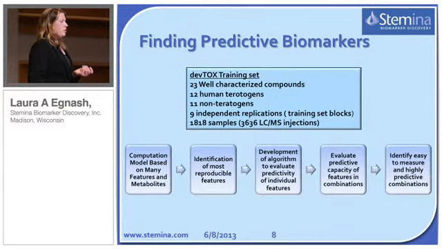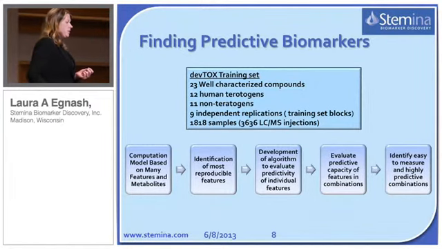The first thing we have to do is determine what in that mess is most important. And to do that, we used our compound training set, so our DevTox training set, which consists of 23 well-characterized compounds balanced between teratogens and non-teratogens. And we did 9 independent replications of that training set, and that's a lot of data. So to give you some perspective, it's almost 2,000 samples, almost 4,000 injections.